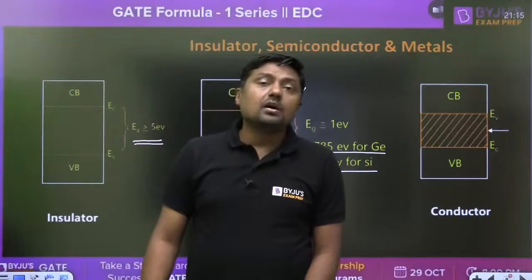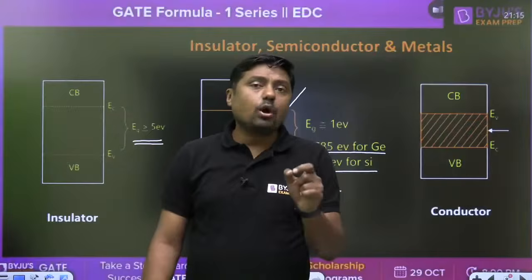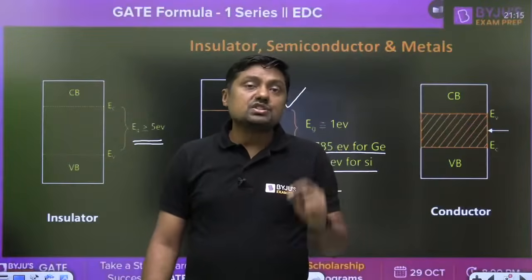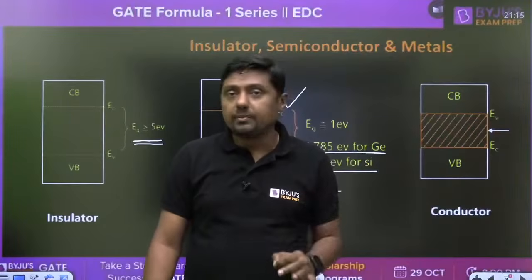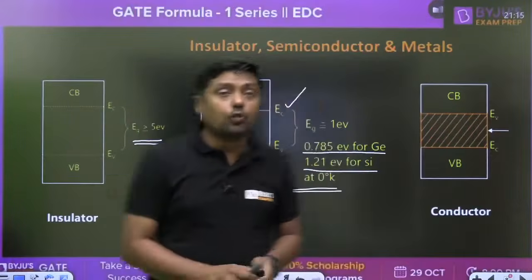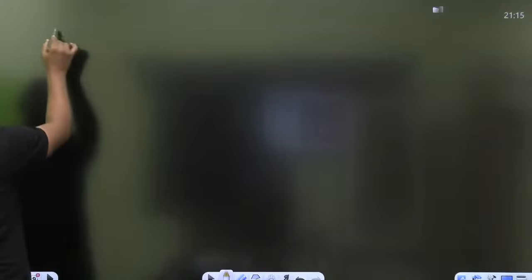Sometimes in a GATE exam, this time MSQ, multiple select questions, they may ask, what is the EG at 0 degree Kelvin? 0.785 electron volt for germanium and 1.21 electron volt for silicon. So some student will say that, sir, 1.12 electron volt. Yes, that is at room temperature.